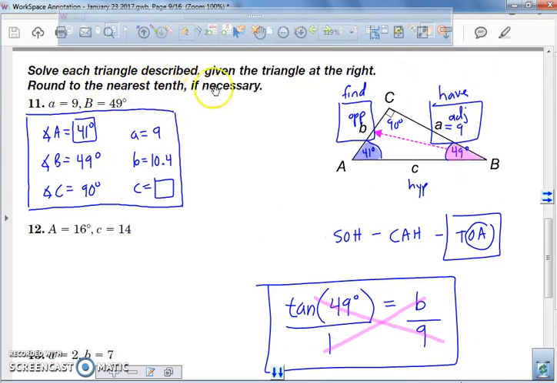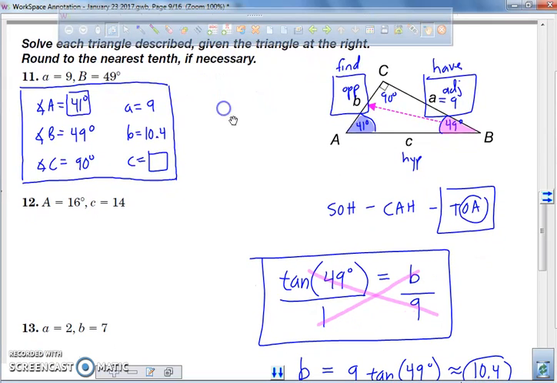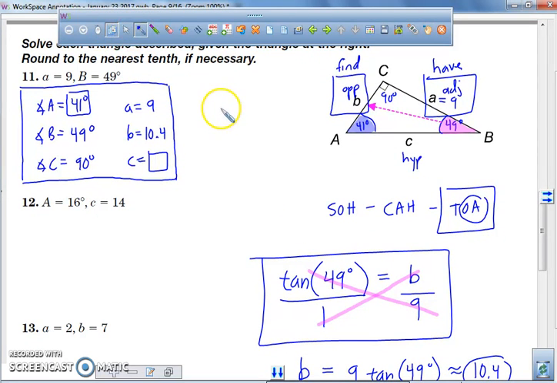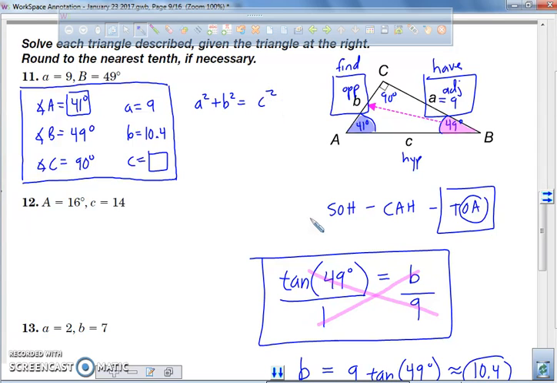Round to the nearest 10, if necessary. So it was necessary for us to round to the nearest 10. Now, everybody, once you've solved for it, you don't have to keep using trig, because you know that a squared plus b squared equals c squared. Now, let me explain what I want you to do.